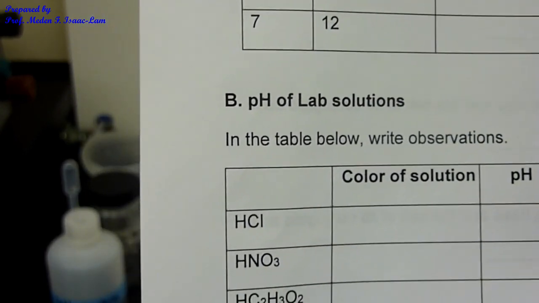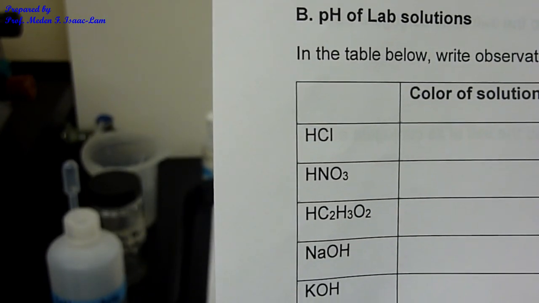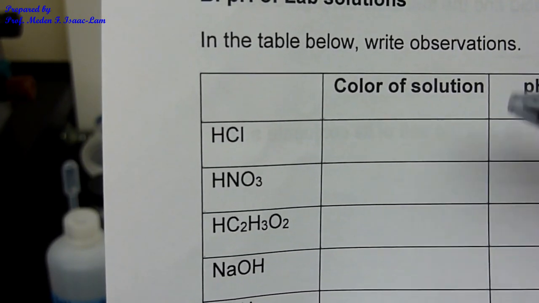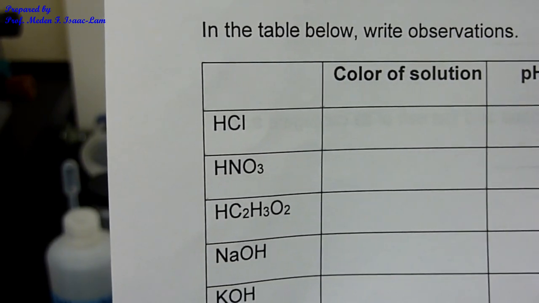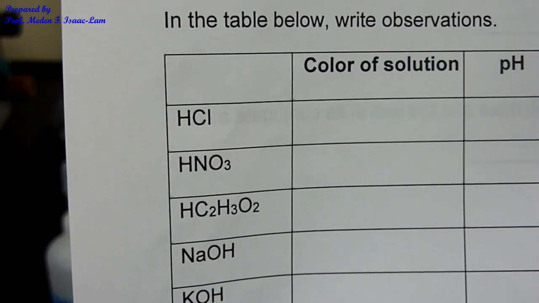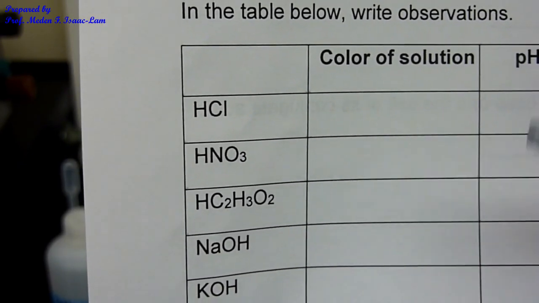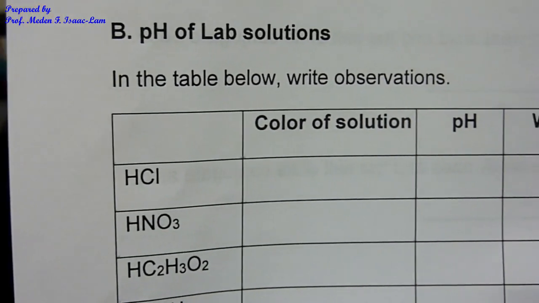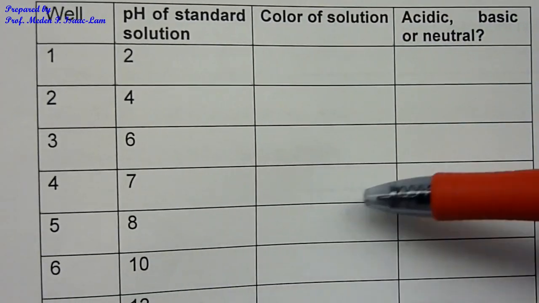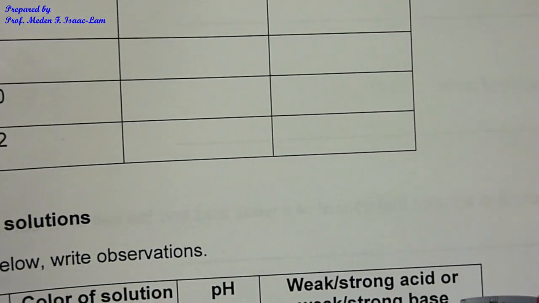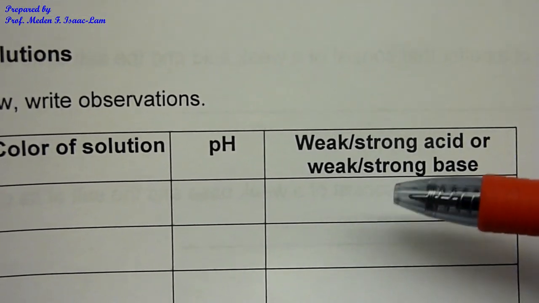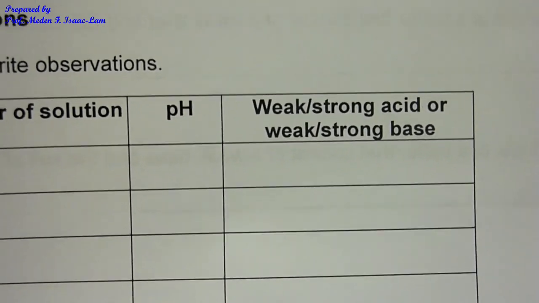Again, we are doing the pH of lab solutions, and I have 6 solutions. We're going to record the color of the solution once I mix in the cabbage juice, an equal amount: 20 drops of the solution and then 20 drops of the cabbage juice. Then we will identify the pH based on the standard solutions from part A, and from the result identify whether it is a weak or strong acid, or a weak or strong base.